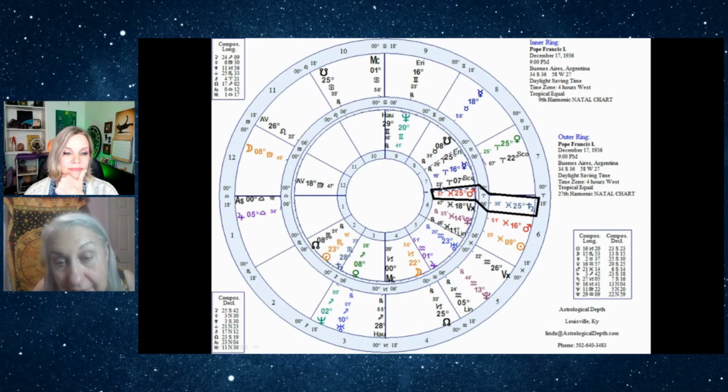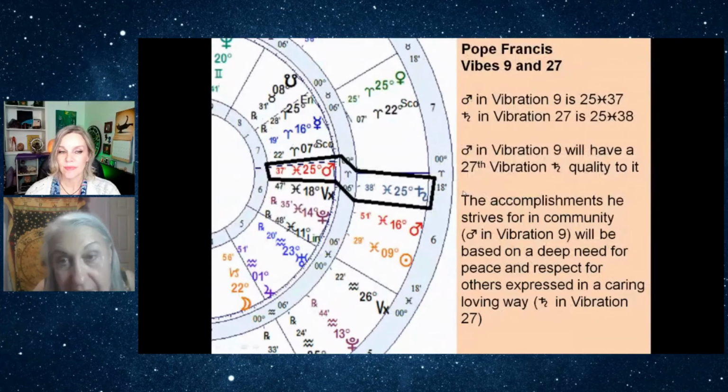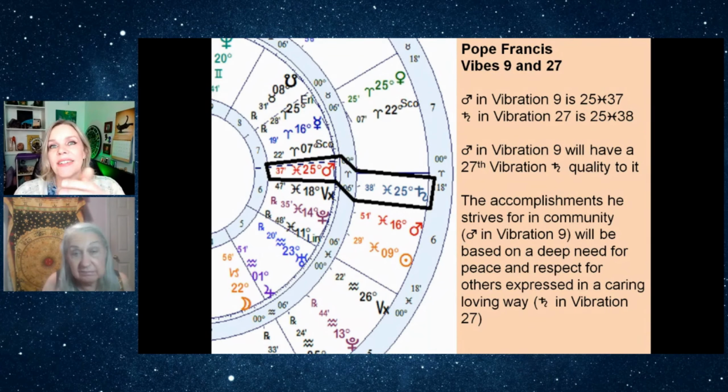So 9 to 27. What do we have here? His Mars in 9. Here's the blow up of it. His Mars in 9 is on his Saturn in 27. Again, Mars has a Saturn quality to it. The accomplishments he strives for in community, Mars in vibration 9, will be based on a deep need for peace and respect for others expressed in a caring, loving way. That's Saturn in 27. Wow. Doesn't this just radiate from Pope Francis? It does. And it's so interesting.